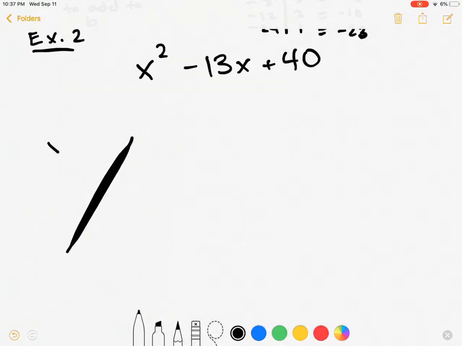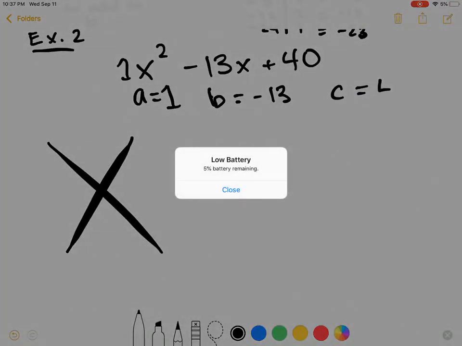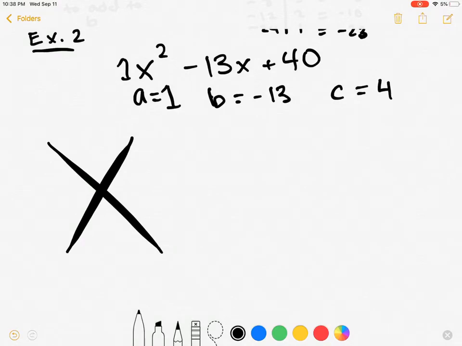So again, I'm going to draw my diamond. We need to know what our coefficients are. A is positive 1; we assume that if it's not written otherwise. B is going to be negative 13. Don't forget to include the sign with the term. And then your constant, that's a positive 40. And we've got our three coefficients that we use to factor.